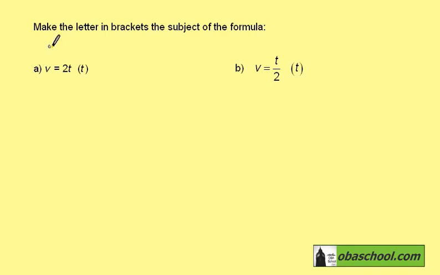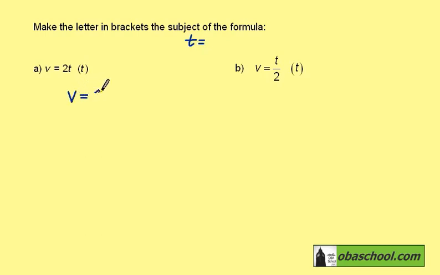We want to make the letter in brackets the subject of the formula. So given v equals 2t, with t in the bracket, we want to make t the subject of the formula, which means the formula needs to be written as t equals.